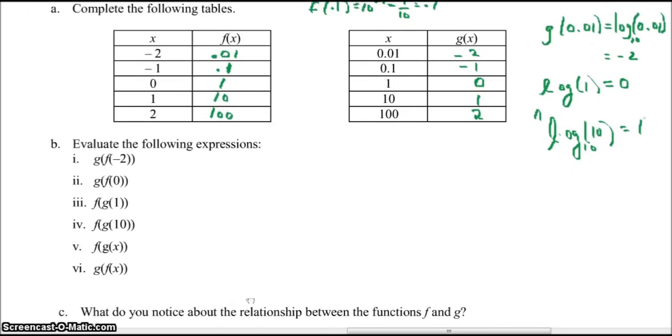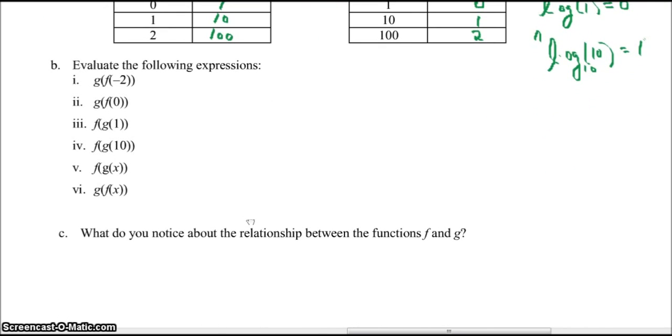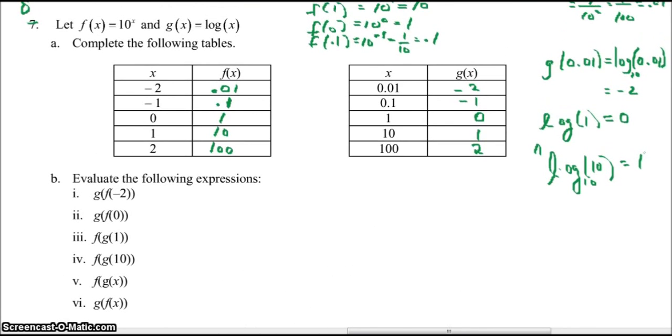So what we notice here is that these are inverse functions. That's the answer to part C. F and G, the exponential function and the logarithm, the inputs and outputs are reversed. They undo each other. So let's take a look at how that works here. G of f of negative 2. Well, f of negative 2 is 0.01, and g of 0.01 is negative 2. G of f of 0 is g of 1. G of 1 is 0.